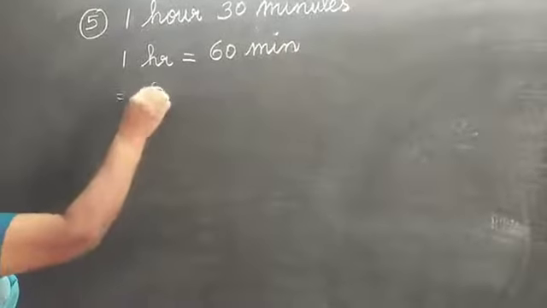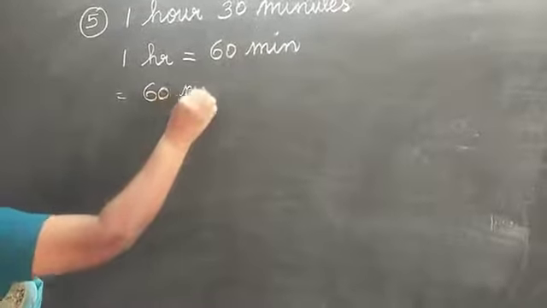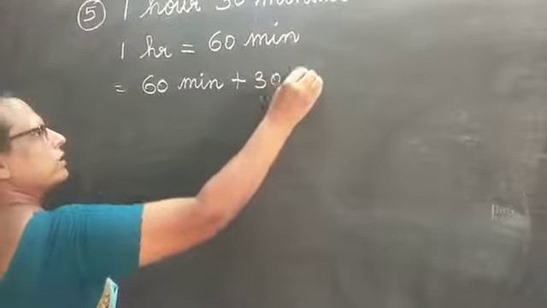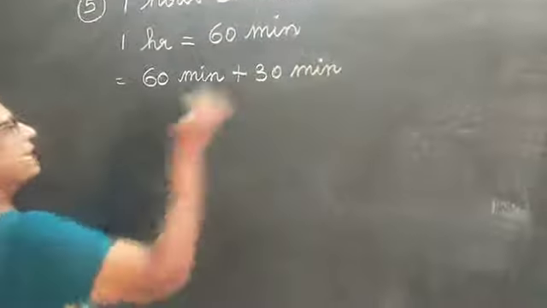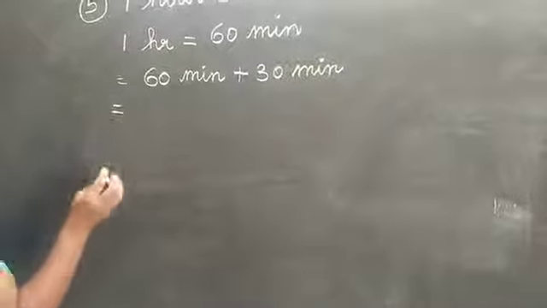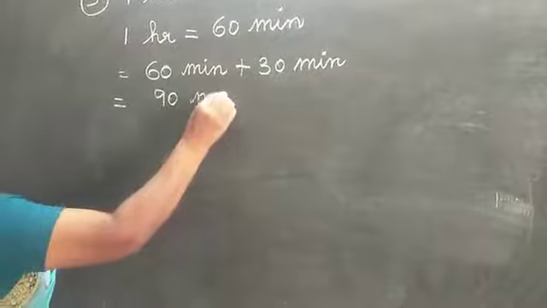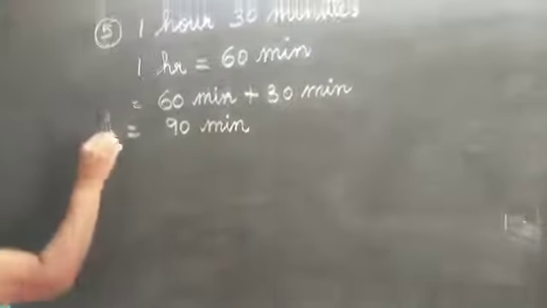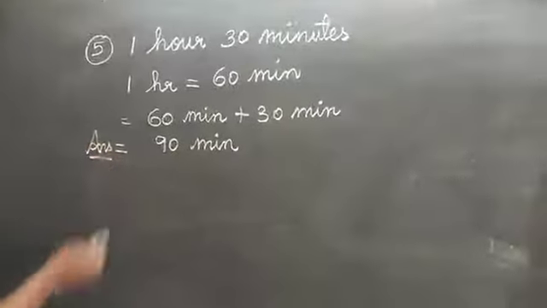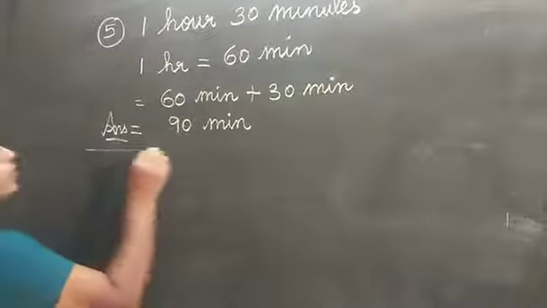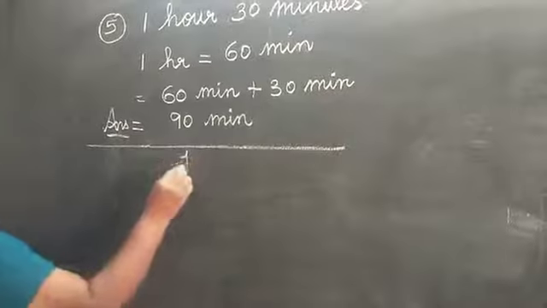So 60 minutes plus 30 minutes. So what's the answer, children? 60 plus 30, what will come, children? 90 minutes. Okay, children, this is the answer. 90 minutes.